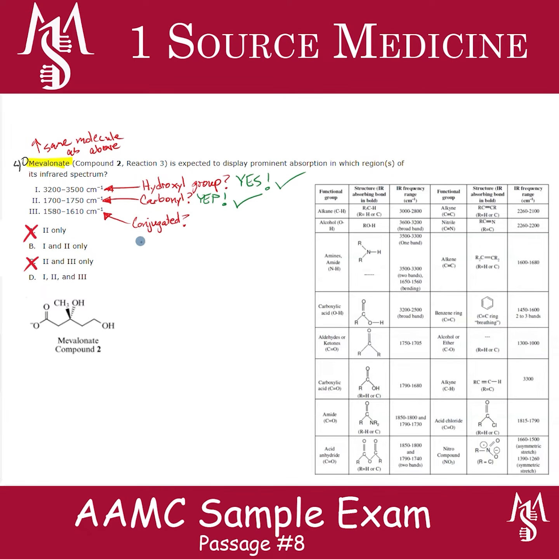which corresponds to both nitro functional groups and conjugated rings, neither of which are present in this molecule, thus enabling us to rule out Roman numeral number 3 as being part of the absorption spectrum for methylonate. At this point, we can select answer choice B with confidence and move on to the next question.